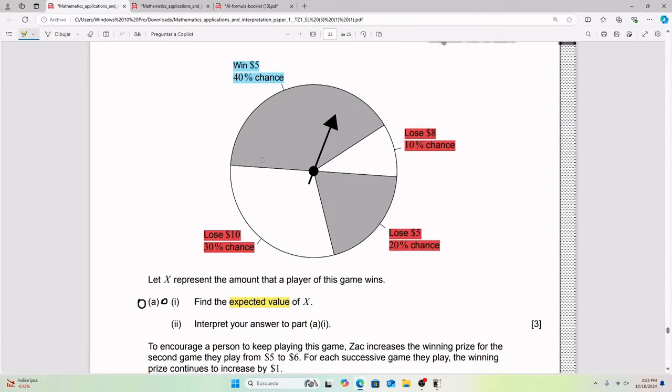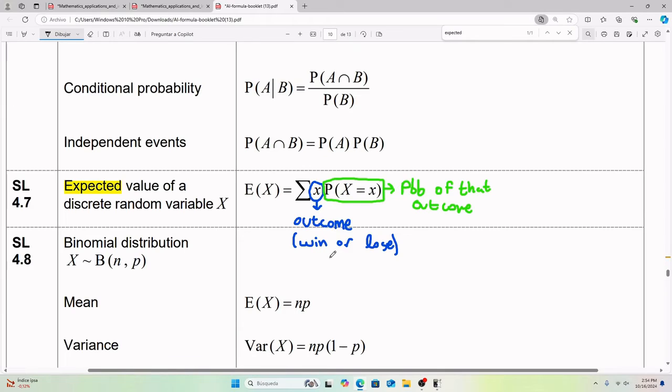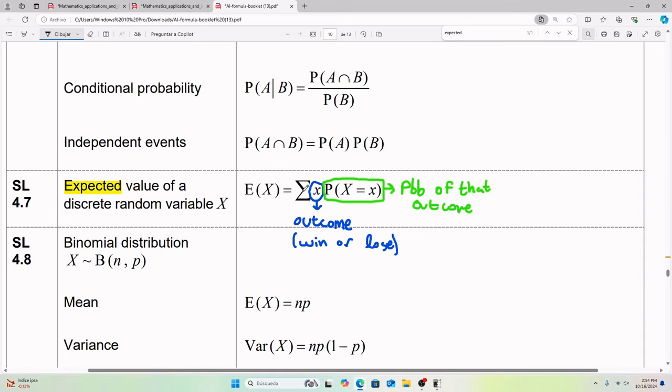Having that in mind, now that it's a little bit more clearer, the expected value in this case is the outcome times the probability of that outcome. So winning $5 times the probability of that outcome, which is 40%. How is 40% as a decimal? 0.40. And all we have to do, because it's a summation, is add all of these together.